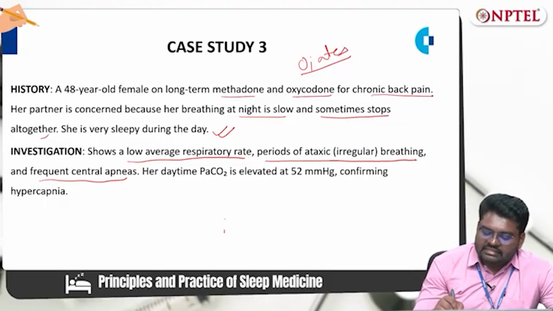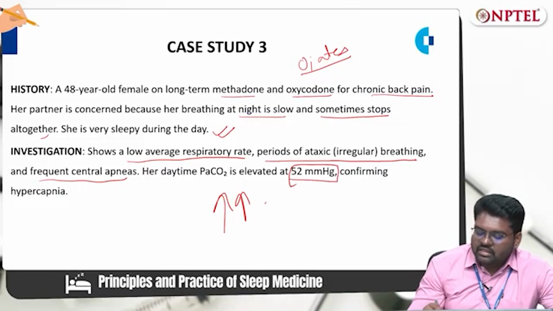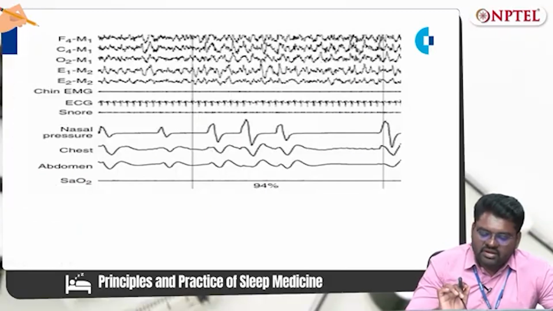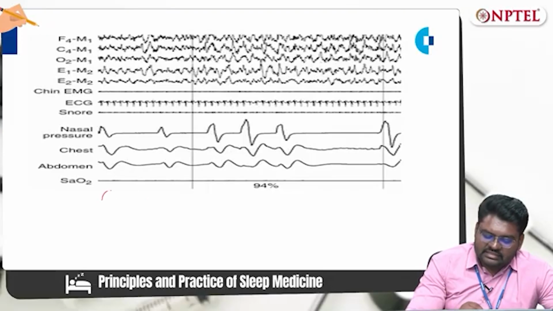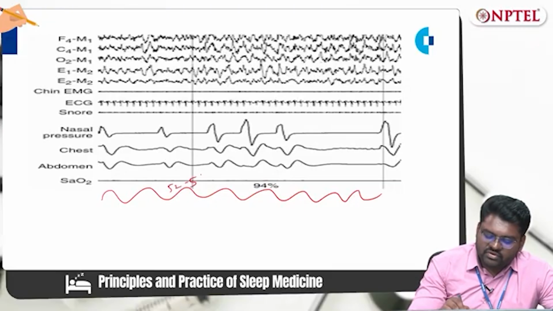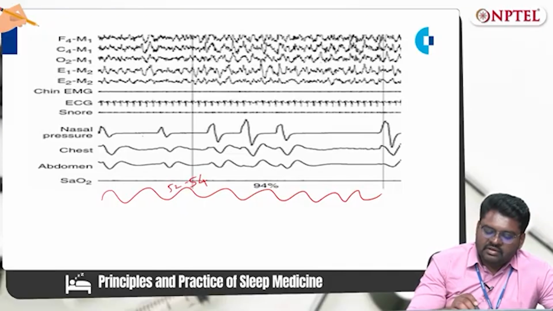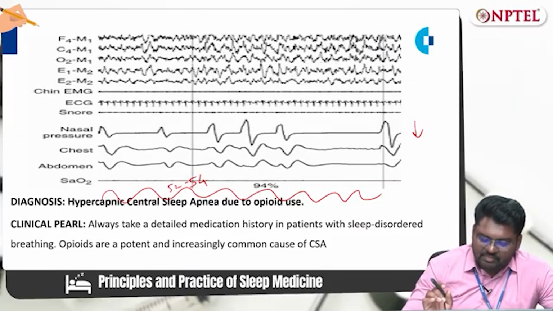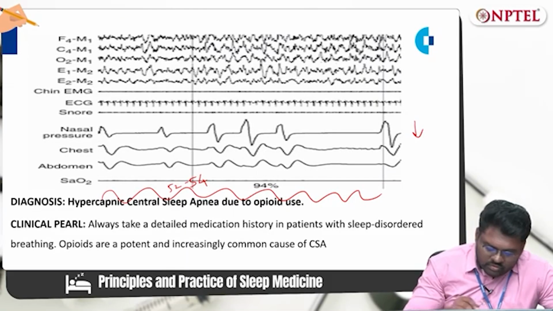Her daytime carbon dioxide, CO2, level is highly elevated, that is 52 millimeters of mercury. The normal range is 35 to 45, confirming it is hypercapnia. So we did a polysomnography and found that the CO2 levels, the ET CO2 level, will be high, 52 to 54. Then there will be a decreased respiratory rate. So altogether it is a picture of hypercapnic central sleep apnea due to opioid use.